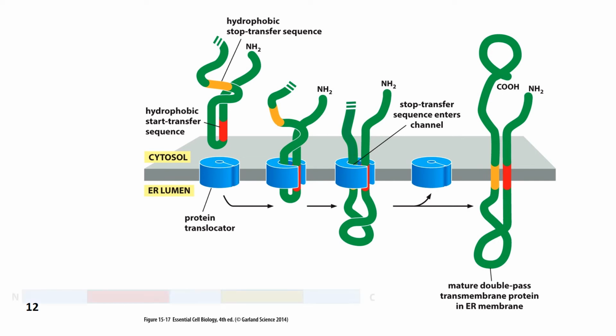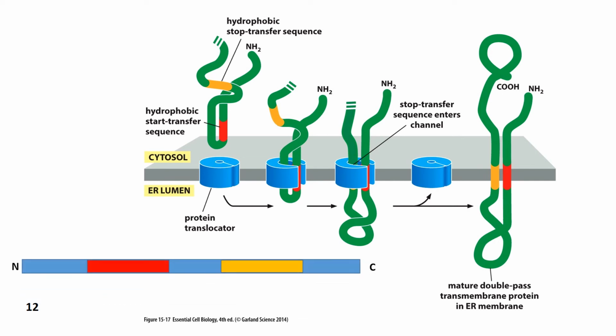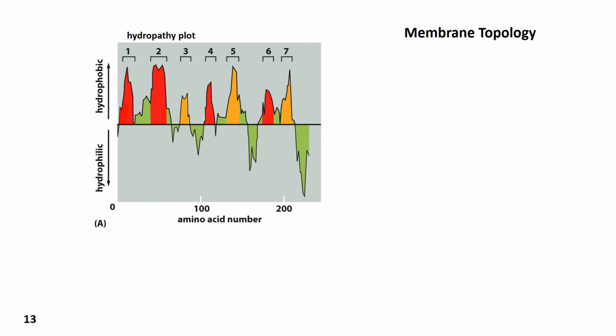The way that this protein would look in a linear fashion is shown here. Again, the blue is the protein and the two red and orange sections are hydrophobic stretches. Of course, our cells have multi-pass transmembrane proteins that weave through the membrane more than just two times.